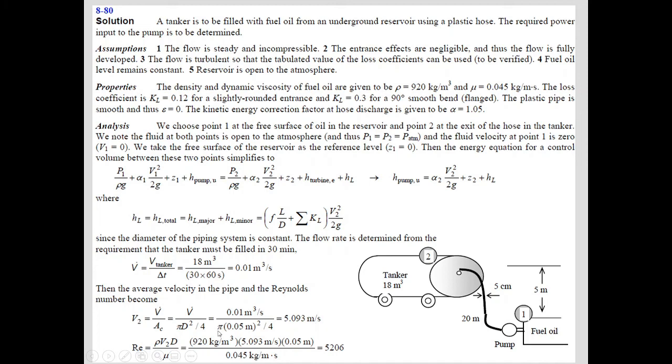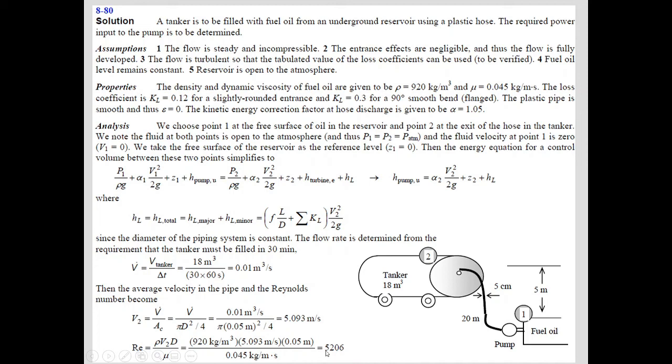For the Reynolds number, from this information, you can calculate the Reynolds number directly. Reynolds number is rho V d over mu. Put in all the information we have: rho is 920, V is 5.09, and diameter is 0.05. Mu is given as 0.045. Then the Reynolds number is 5206. It is more than 4000, so it is a turbulent flow.